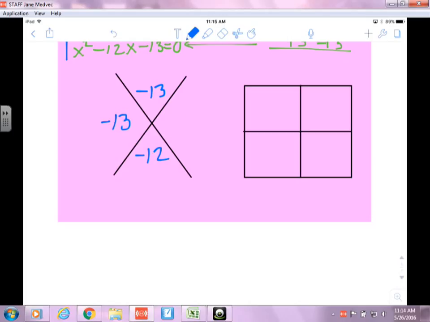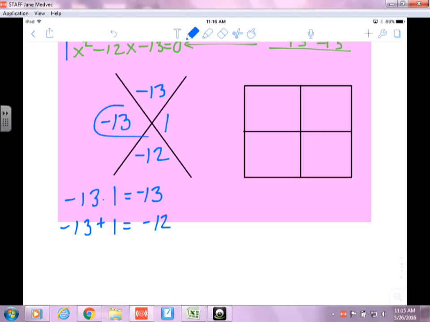Negative 13 and 1? Yeah. Negative 13 times 1 gives me negative 13. That works. And negative 13 plus 1 gives me negative 12. So that works, doesn't it? Yep, I'm good. I forgot the negative sign instead of 13 on top. Okay. We okay? Make sense? Okay, so I know my numbers are right.